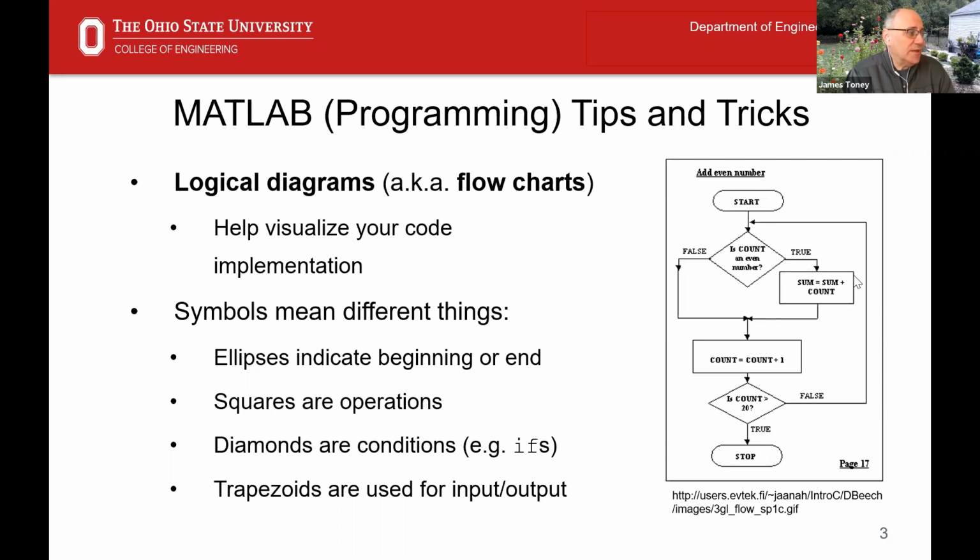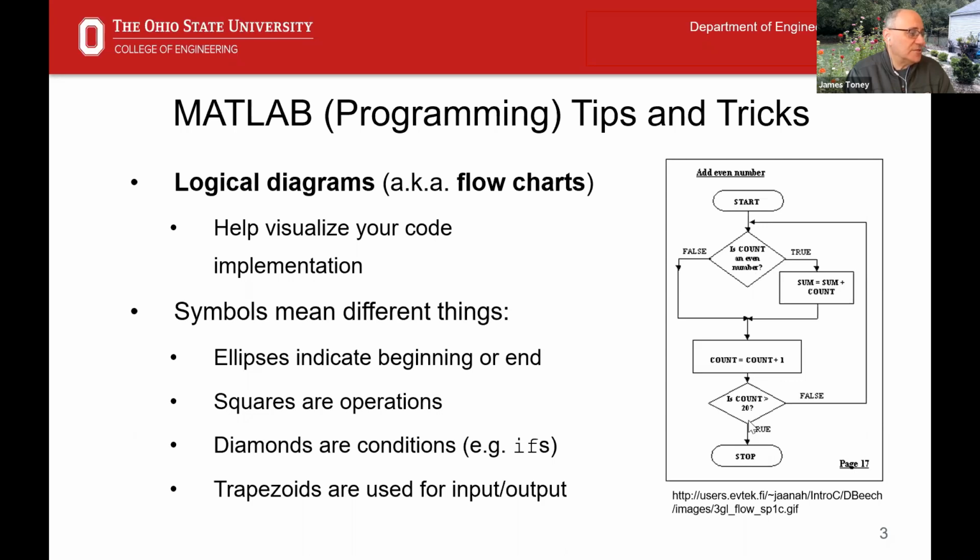A rectangle just means doing some operation like a calculation. And so in this case, if count is an even number, you do this operation. Otherwise, you don't actually do anything. You just skip that, and then these two branches come together again. And sometimes there's a sort of junction symbol that goes here. Then we do some other operation.